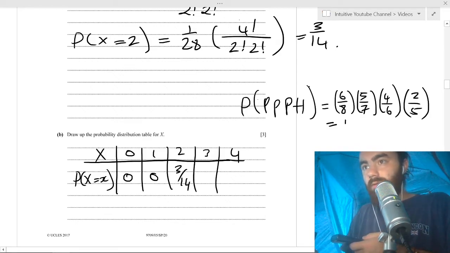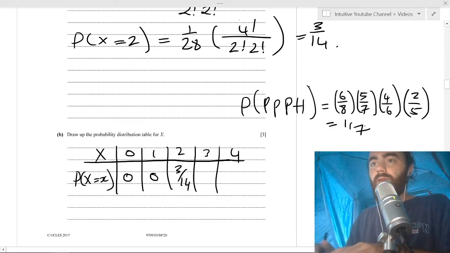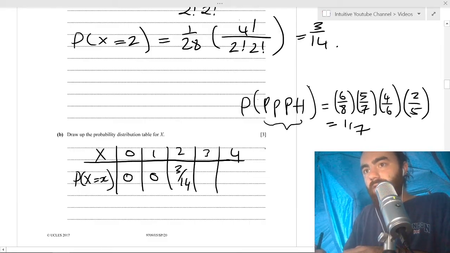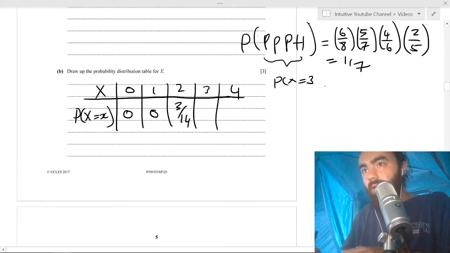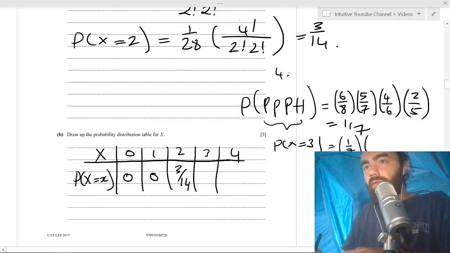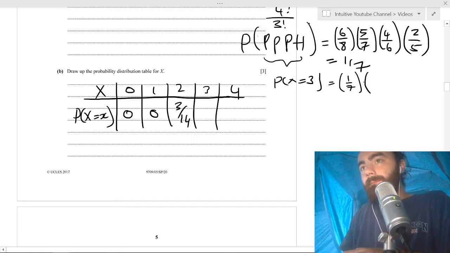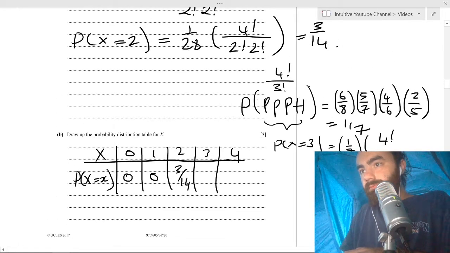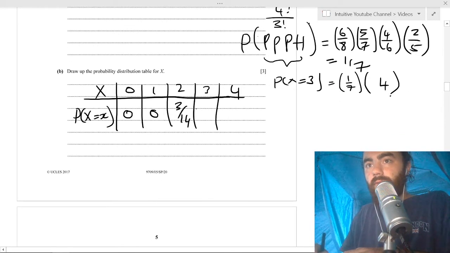That's 1/7. But then we also have to consider how many ways this can happen, which is the arrangement of this. How many ways can this be arranged? So the probability that x equals 3 is going to be equal to 1/7 multiplied by the number of ways this can be arranged, which is 4 factorial divided by 3 factorial, because there are 3 p's. Over 3 factorial, which is just 4. So you get 4/7 here.